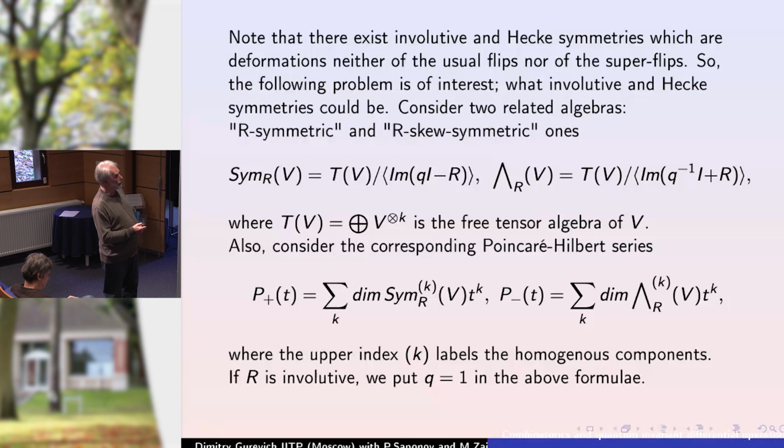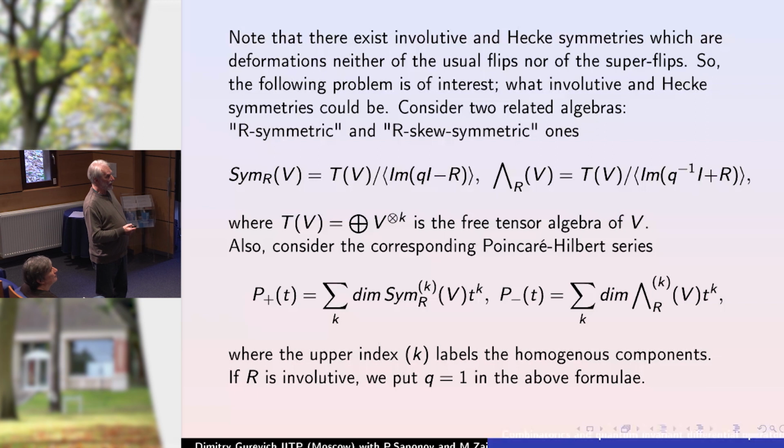Okay, now it is very natural to introduce the generating series. I call them Hilbert-Poincaré series, defined as follows. This is the analog of the symmetric algebra, and this is the analog of the skew-symmetric algebra. I would like to say that from the physical point of view, elements of this algebra are analogs of bosons, and elements of this algebra can be called q-fermions, as you wish. So I consider the corresponding Poincaré-Hilbert series, and as usual, k stands here for the homogeneous components.